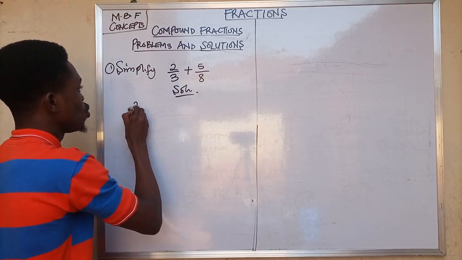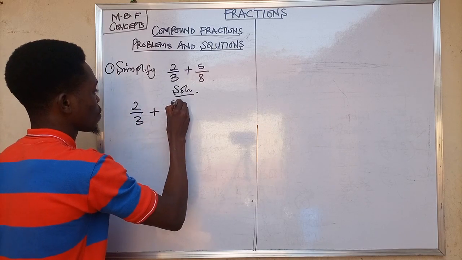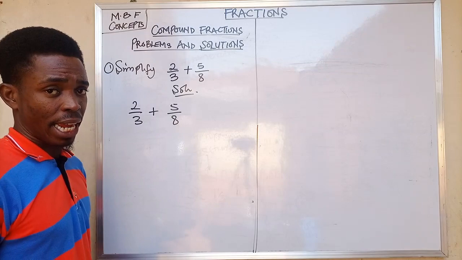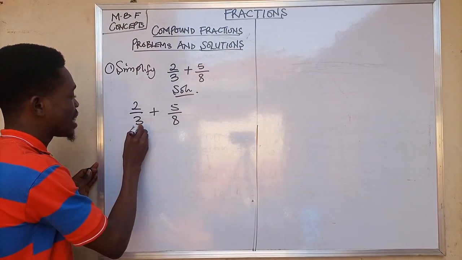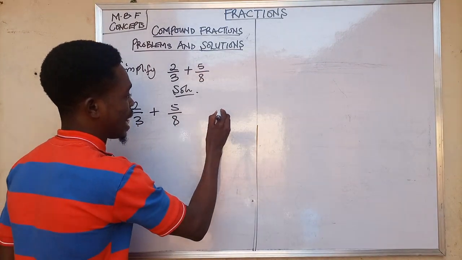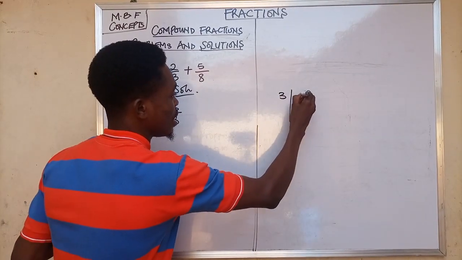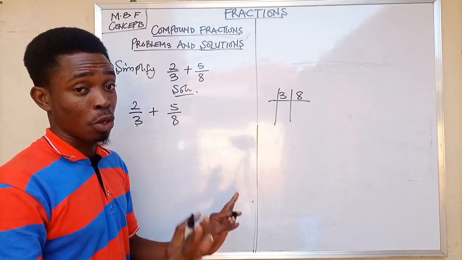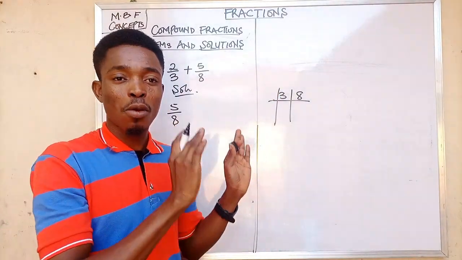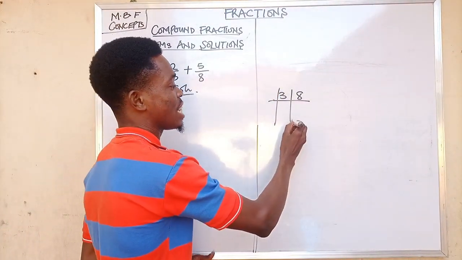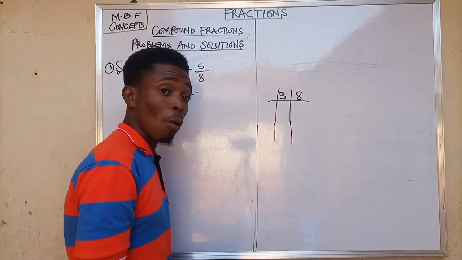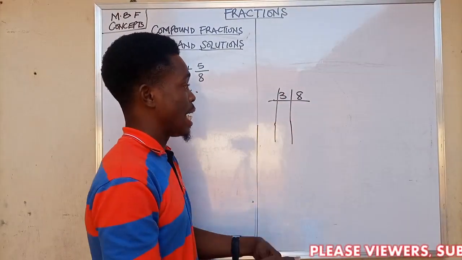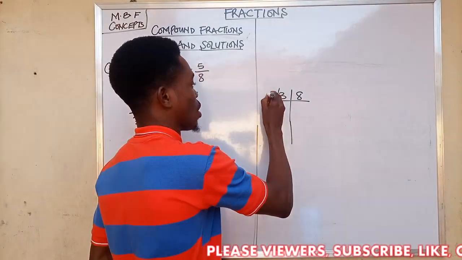Now, guys, this is our solution. We have 2 over 3 plus 5 over 8. What we are simply going to do is to find the L.C.M of 3 and 8. I'm not going to be doing this in other problems we are going to solve, but I'm going to just do it for the first question here. To find L.C.M, which is the lowest common multiple, first find the least number that can go into 3 and 8, or any of them. The least number that can go is 2.